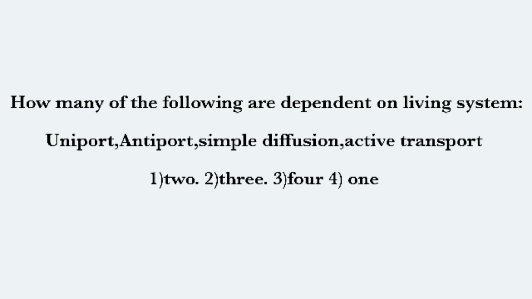How many of the following are dependent on living systems? Here, simple diffusion is not dependent on a living system. Both active transport and facilitated diffusion depend on living systems. Both require membrane protein. Active transport requires ATP also.